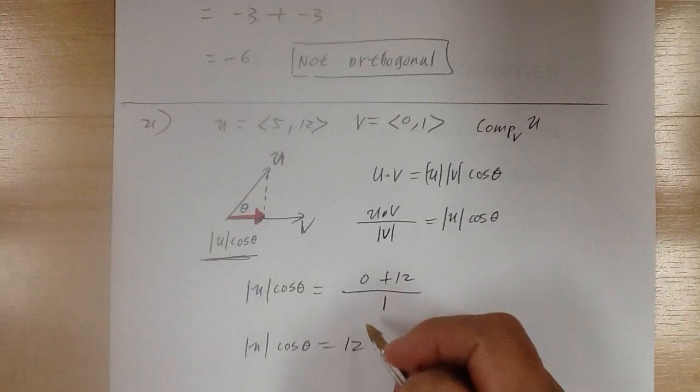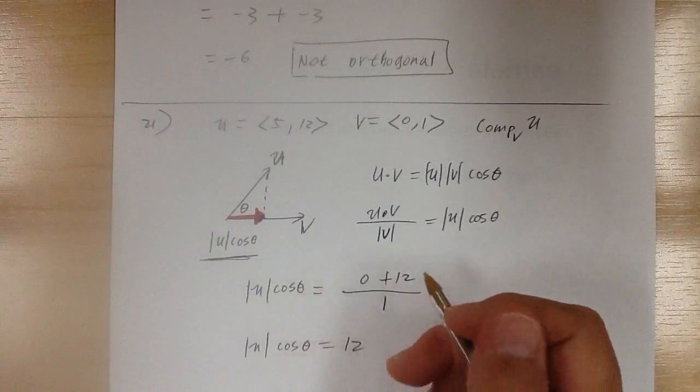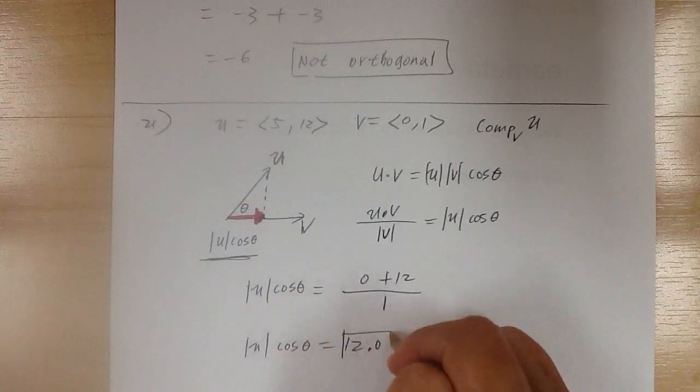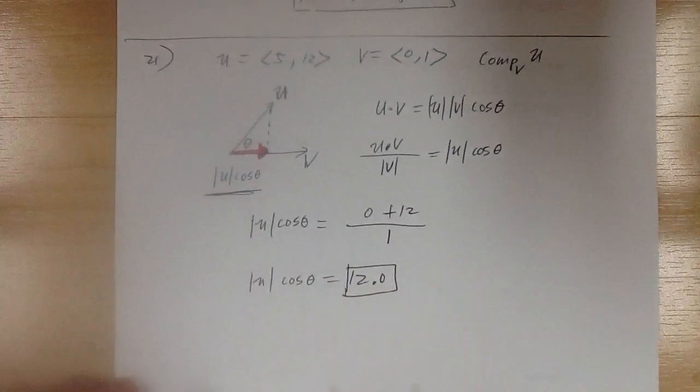And they want you to give 3 significant digits. So you want to get 3 significant digits. That's what they ask for. Okay, let's go to the next one.